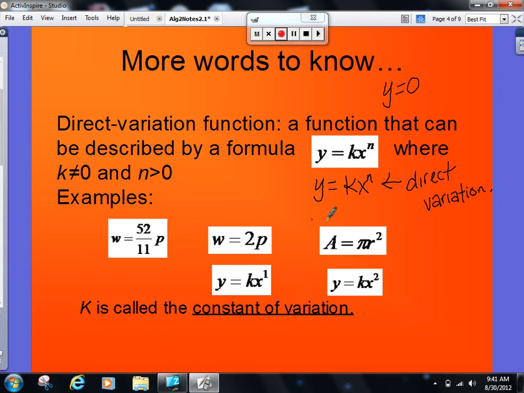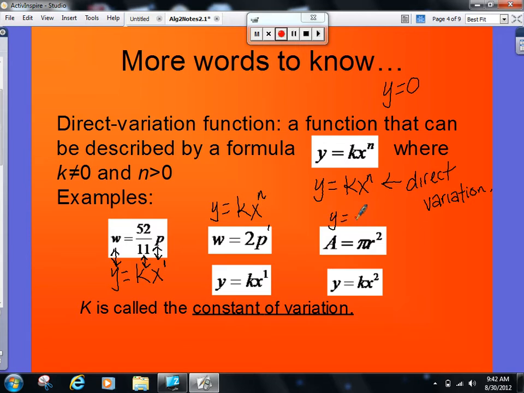These are all examples of direct variation. W equals 52/11 p, because look, it follows that form. Y equals kx, in this case to the first power. So we have our dependent variable here is w, our k value, because k is just a constant, it's just any old number, 52/11, and your independent variable here is p. Okay, same thing here. Y equals kx to the n. It follows the form, so we know it's direct variation. Dependent, k value, independent, and in this case n is the first power.